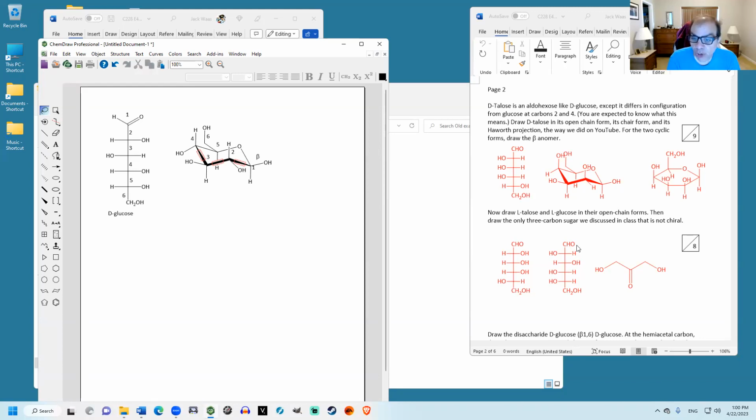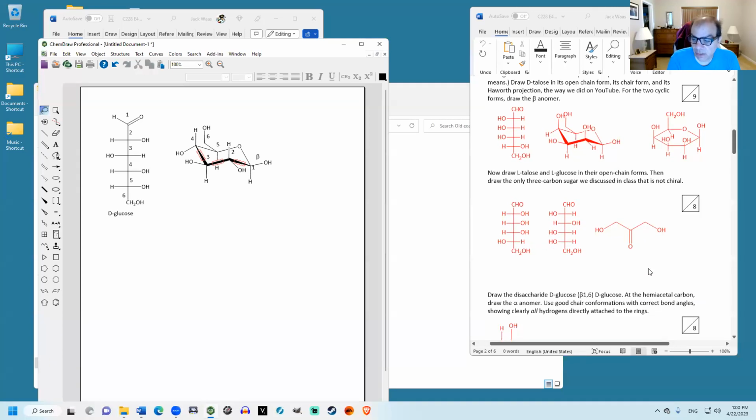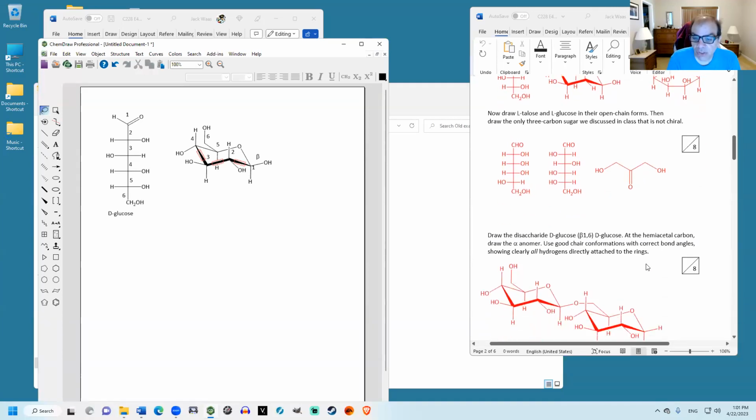Then it says draw the only 3-carbon sugar we discussed in class that is not chiral, and that would be 1,3-dihydroxyacetone. That's a metabolic intermediate. We'll meet that in chapter 29 if we haven't done that yet. Good.